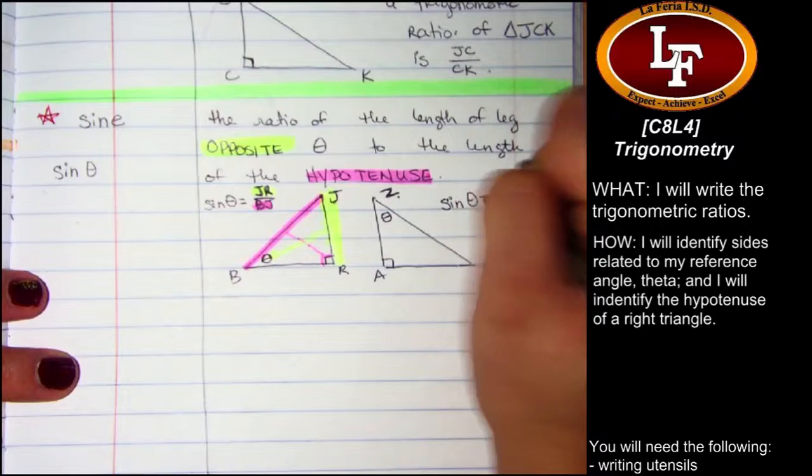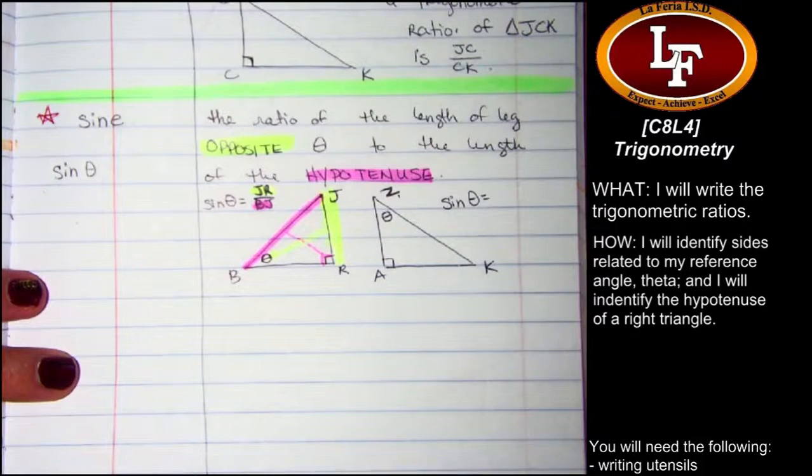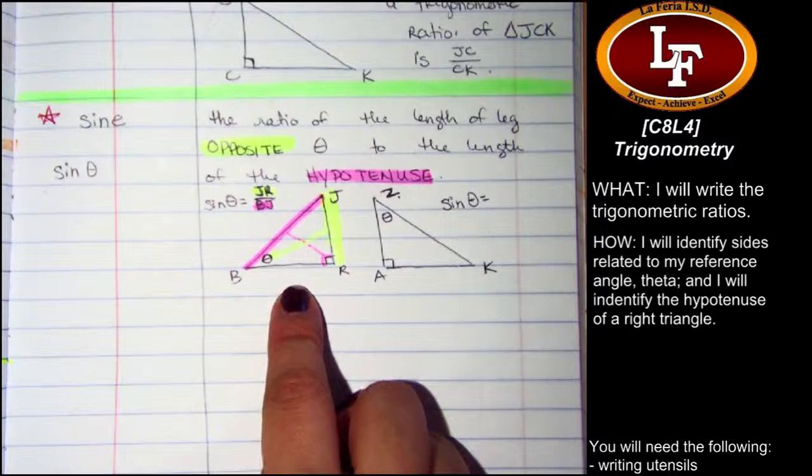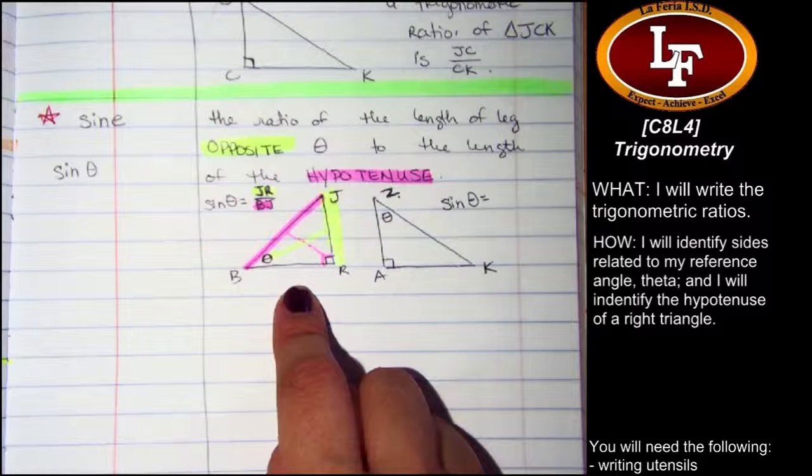All right, let's find the sine of this triangle over here. Sine of theta. Miss, can we use B and R also? Not for the sine, because of how it's set up and where theta is. You gotta put the numbers instead of the letters.